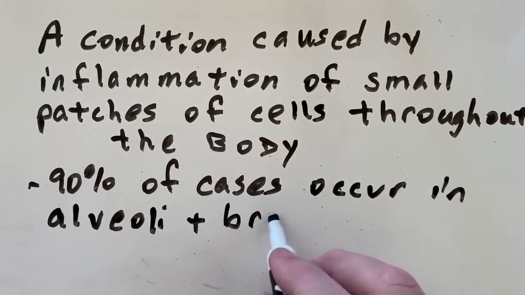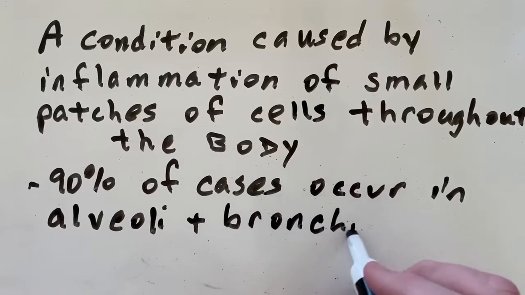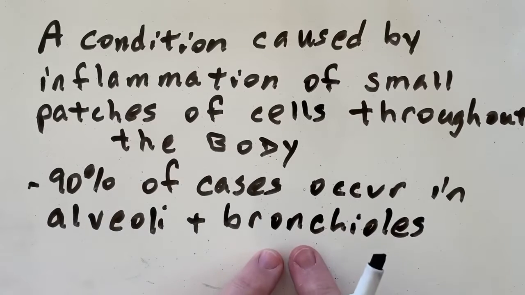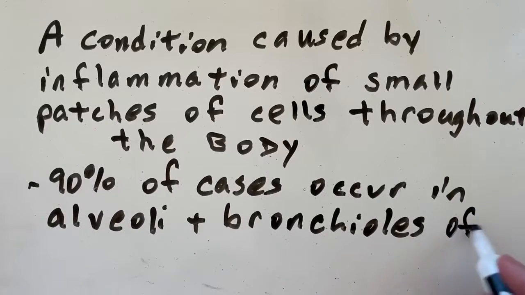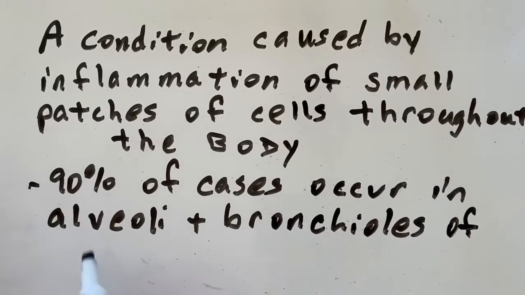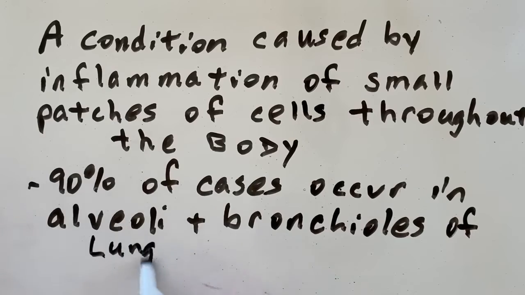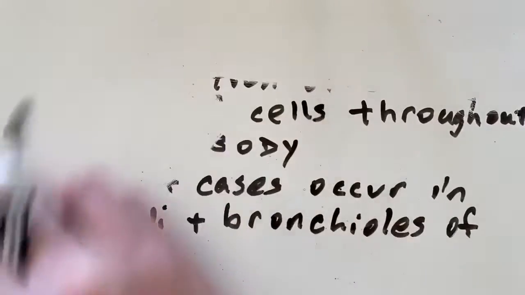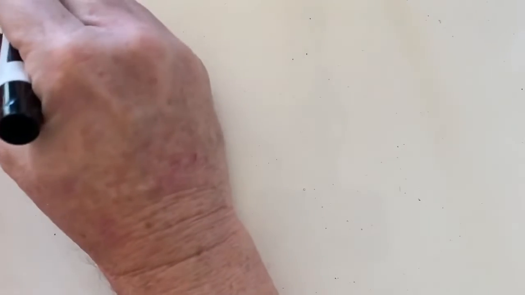And if you remember, the bronchioles are the very, very small bronchial tubes. These don't have cartilage anymore. They're basically made up of smooth muscle, or they have a lot of smooth muscle. So it's going to occur in the bronchioles and in the lungs. The good thing about this is that most of the time it's going to go away on its own. But before we get to that, let's just take a look real quick.